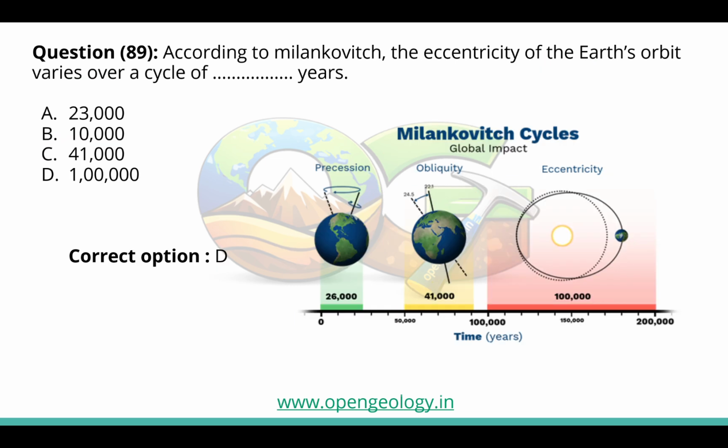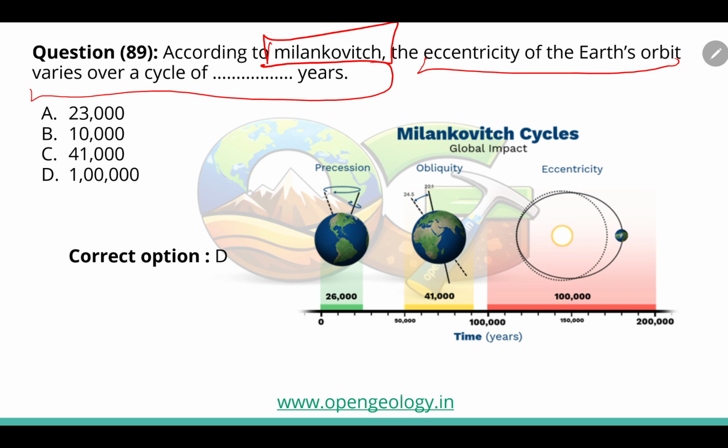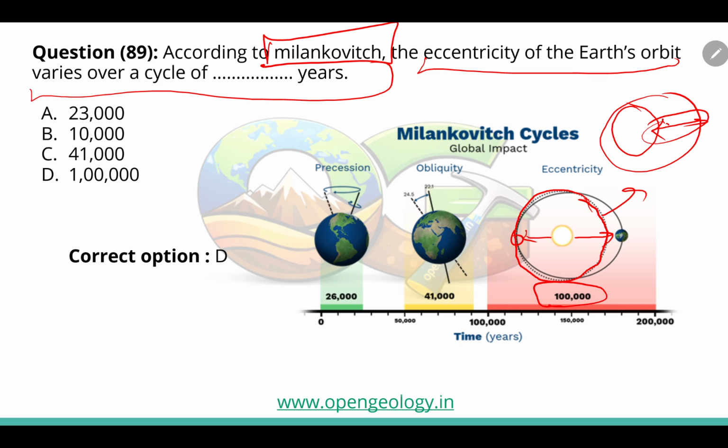Now another question is, according to Milankovitch cycle, the eccentricity of the Earth's orbit varies over a cycle of how many years? So according to Milankovitch cycle, there are three changes. First one is the eccentricity. Eccentricity means Earth is not orbiting around the Sun in a perfect circular manner, rather it is an ellipse. So sometimes it is away from the Sun, and at some point the distance is less. So this particular orbit is continuously changing from circular to elliptical, and the complete change will happen in 1 lakh years. So we call it the eccentricity.